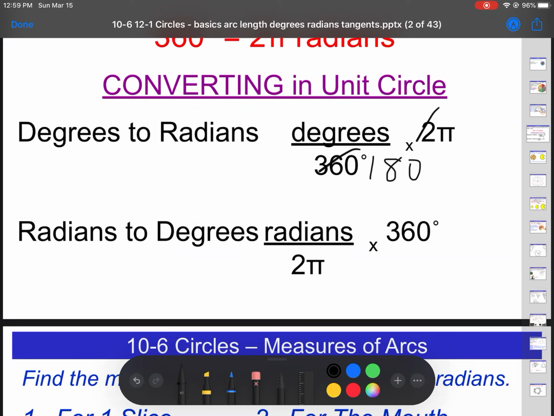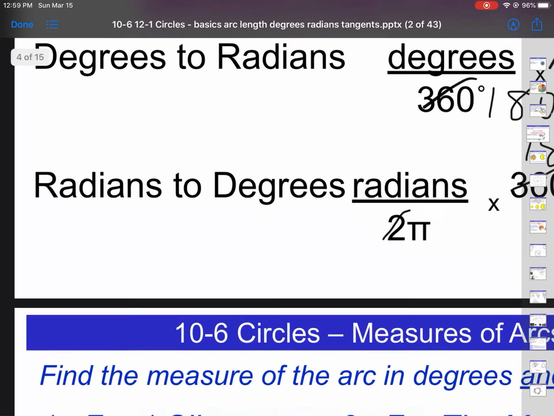So really, we're multiplying by pi over 180. And then to go from radians to degrees, we start off with radians, and then we multiply it by the reciprocal, 360 over 2 pi, which again we can reduce to 180 over pi. So I think if we just look at one or two examples of that real quick, I'll just write them right over here.